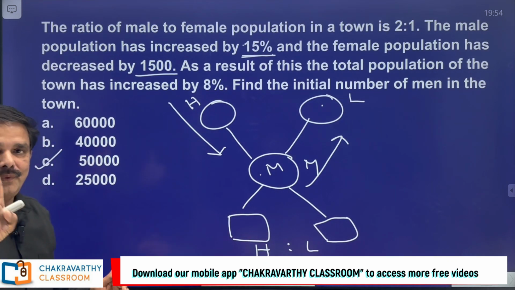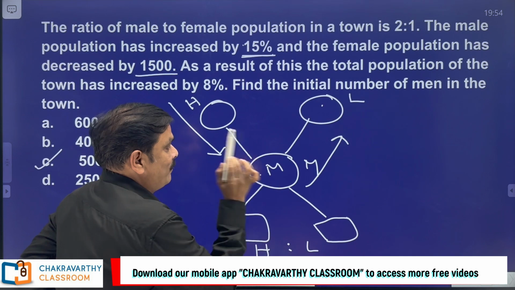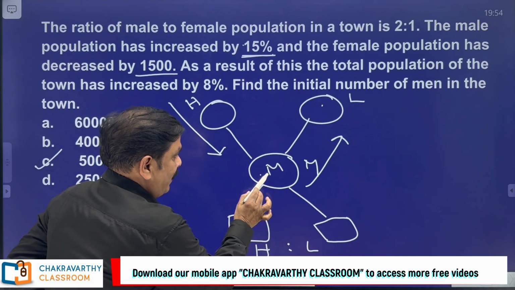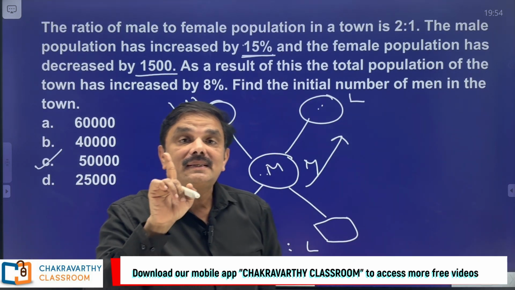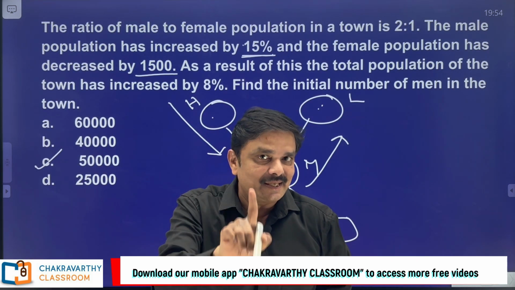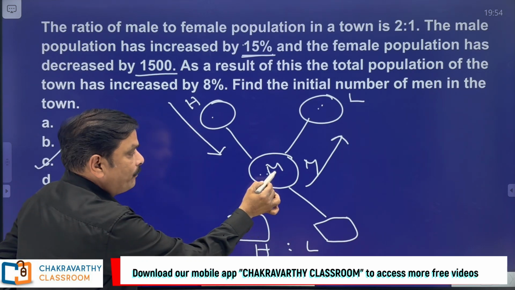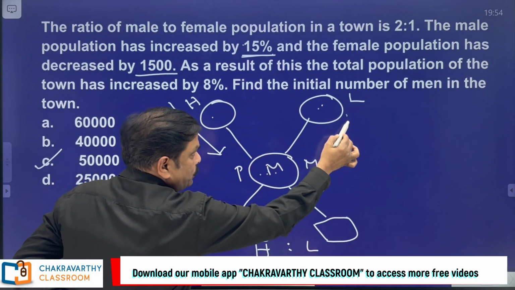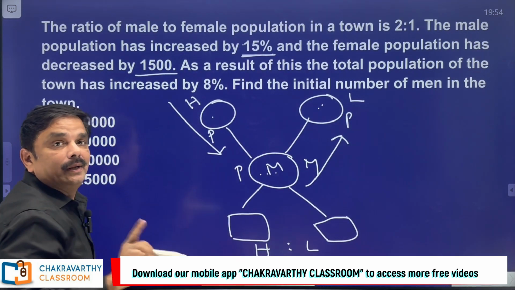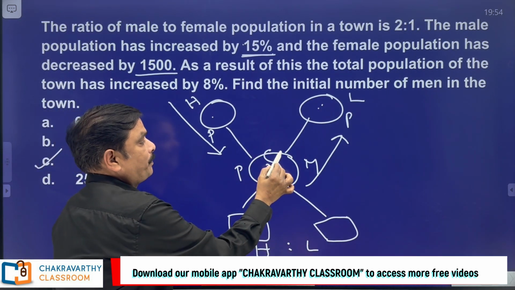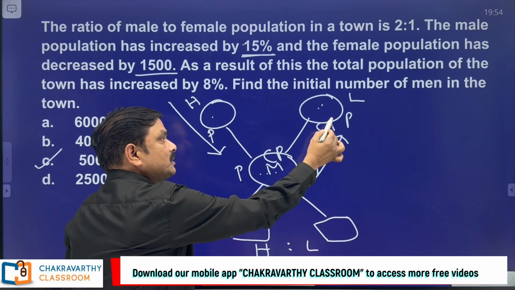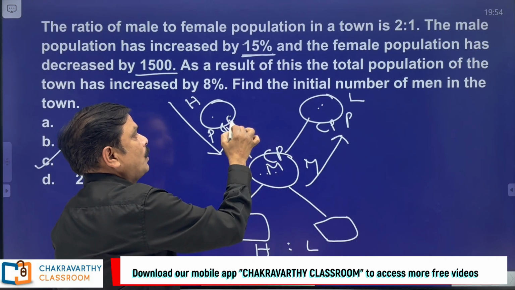But one thing is very, very important: the mean value, whatever you take, the mean value, higher and lower, all three should be of the same kind. For example, if you take profit here, here also profit, here also profit. Remember that one. Only then you will get the ratio. Suppose you take cost price here, again it should be cost price, cost price.